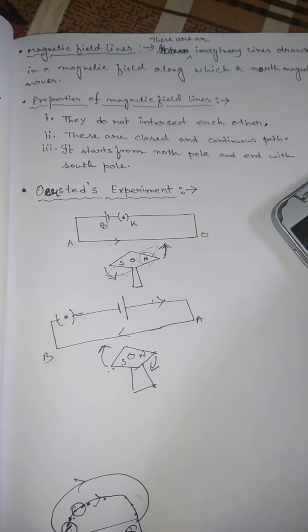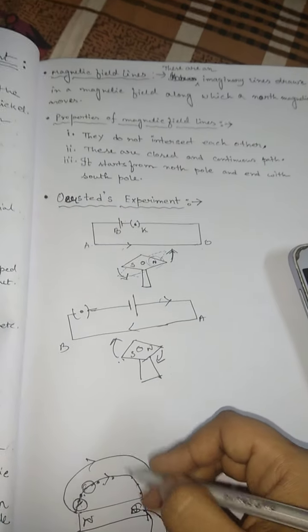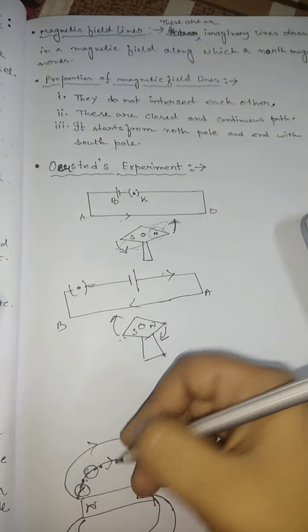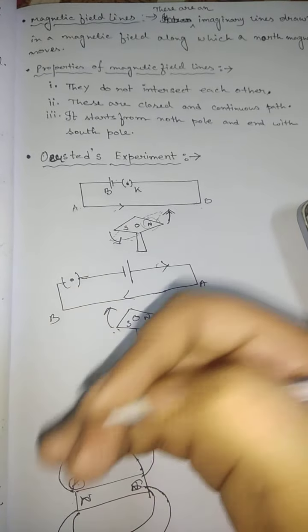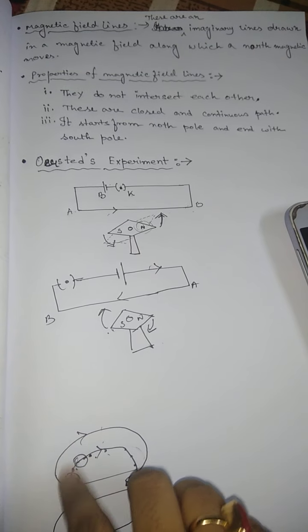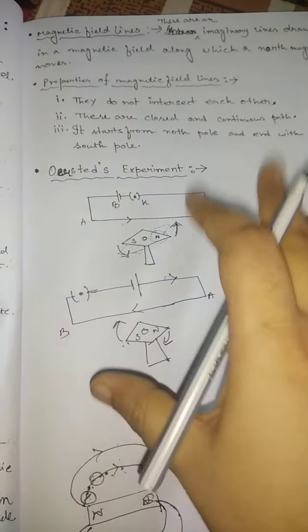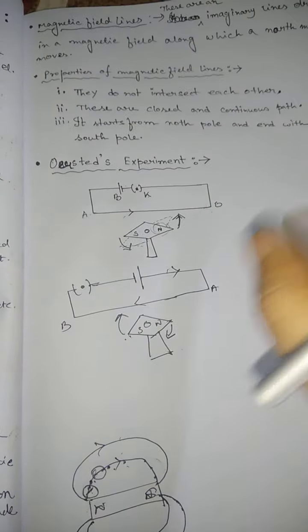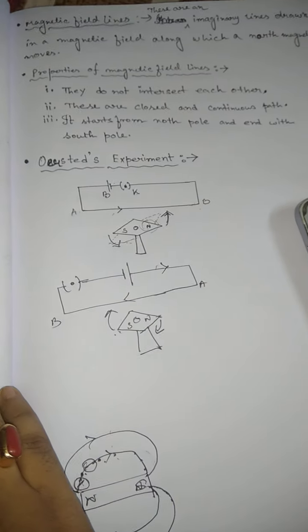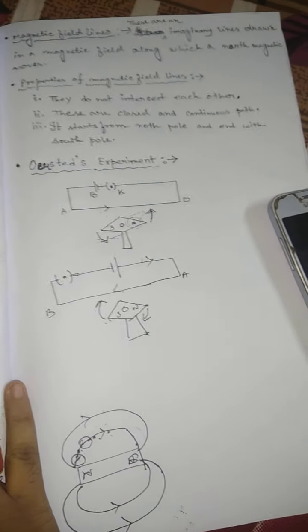Clear? Magnetic field lines also have some properties: two magnetic field lines cannot intersect each other. They are closed and continuous paths, starting from the north pole and ending at the south pole. So all these terms are related to magnets. Now the main topic, that is the magnetic effect of electric current.